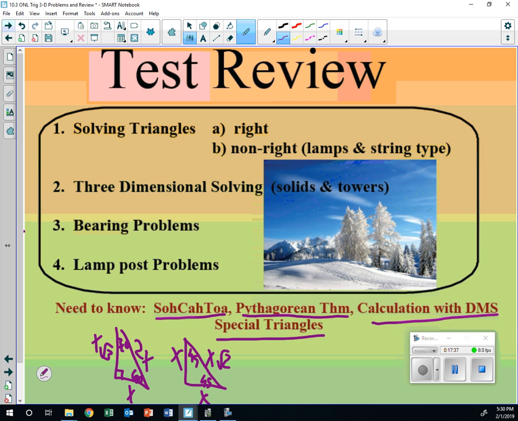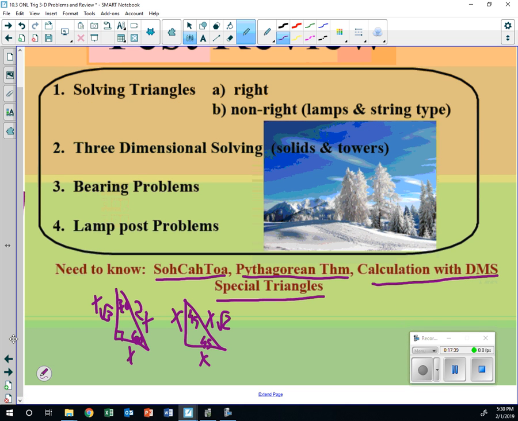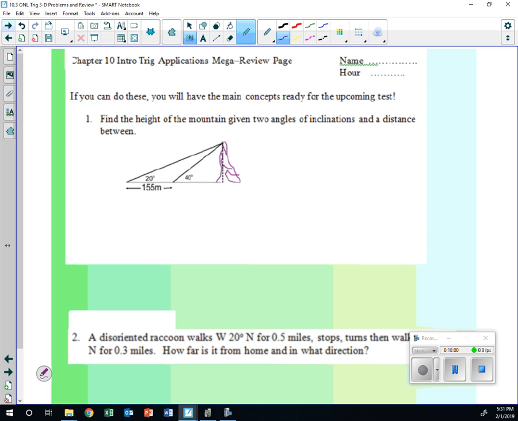If you have a 45, 45, if this is x and this is x, this will be x square root of 2. You can divide everything by square root of 2, and you'll get x over square root of 2, x over square root of 2, and you can do the same thing with the 30, 60, 90: divide by 2, divide by square root of 3, you can do whatever you want to get all those combinations. So that's what the test is.